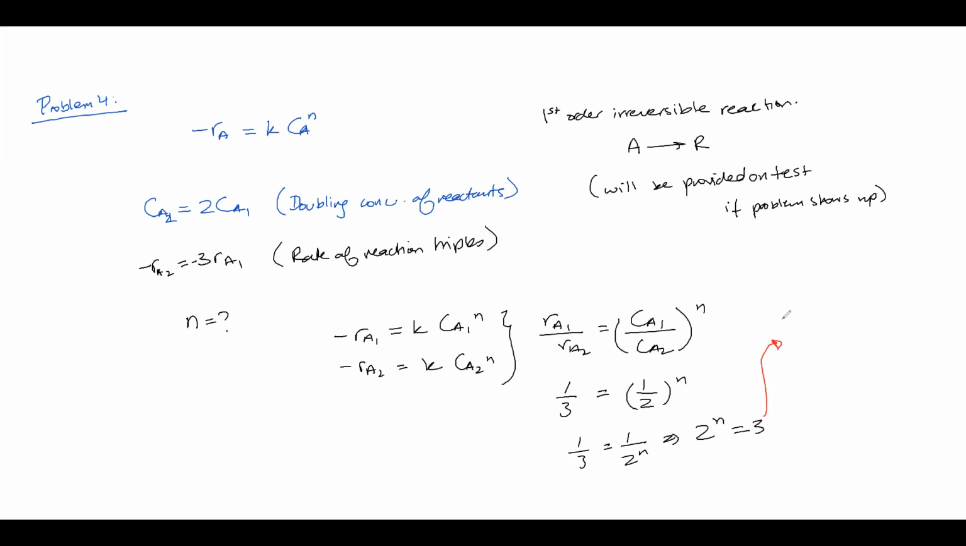But anyways, let's take ln both sides. So I'm gonna get n ln 2 is equal to ln 3, right? And n will be ln 3 over ln 2. And basically n will be ln 3 divided by ln 2 will be 1.58. Good, so this is problem 4.